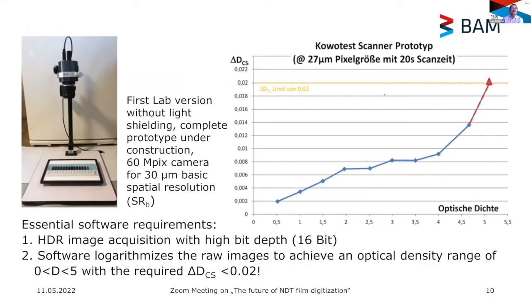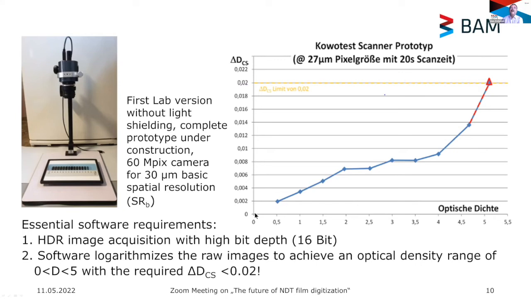And now let's see, this is the first lab version we have in our lab. And here you see some first results. The nice thing is, this is a German diagram. Sorry, I had only the German version. So the nice thing is that the altogether complete scanning time were only 20 seconds. So we used 27 micrometer pixel size, and we got 30 micrometer basic spatial resolution with a 60 megapixel camera. So we were able to use an HDR image acquisition and a high bit depth.